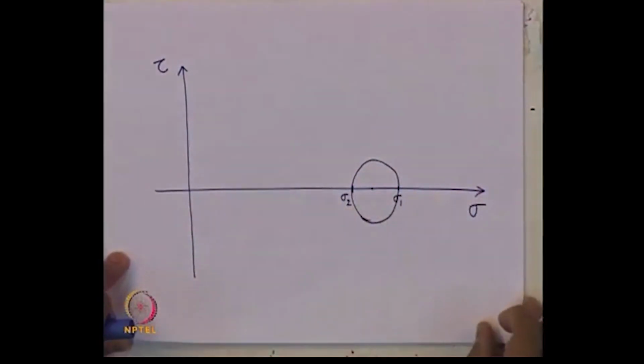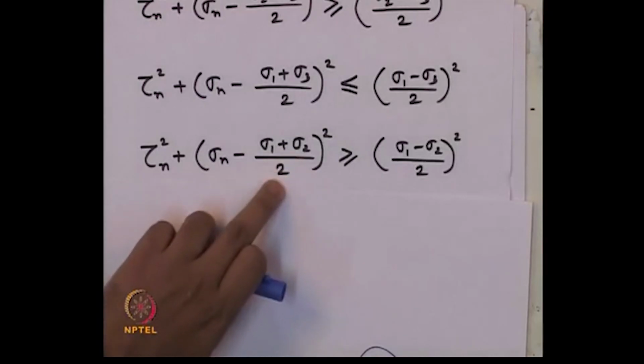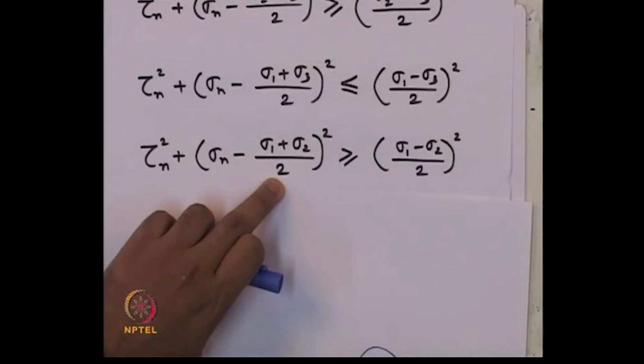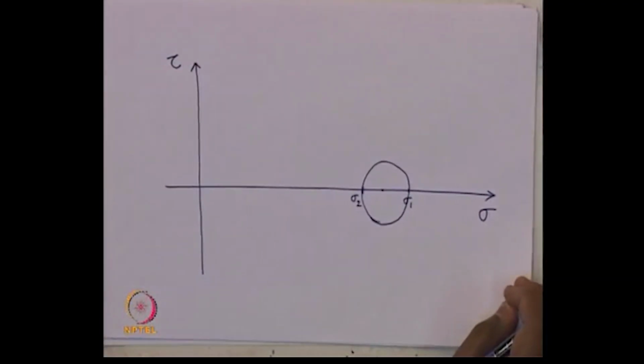So, this is one more circle which is satisfying this equation. Let us look at here. This is the center of the circle, sigma 1 plus sigma 2 by 2, and this is the radius of the circle, sigma 1 minus sigma 2 by 2. That is what we have drawn.